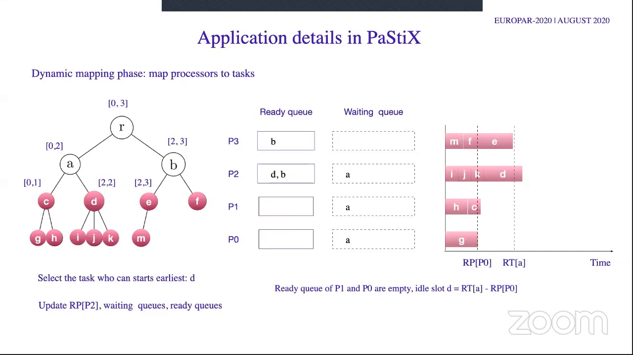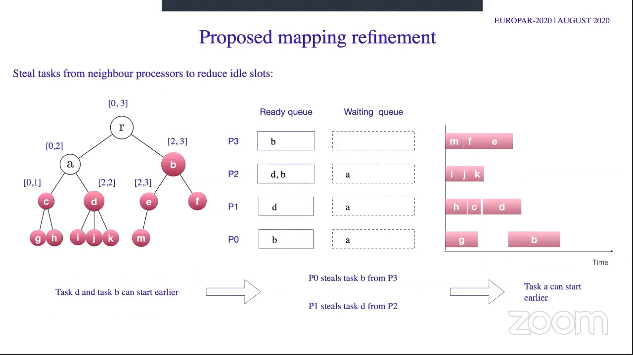The next task to be mapped onto processor P0 is task A. The idle slot can be calculated as the ready time of the task minus the ready time of the processor. To reduce this slot, the task we steal should start earlier than task A. But task B can start earlier, hence we schedule task B onto processor P0. The idle slot is then reduced. The same analysis goes for processor P1. And finally, task A can start earlier.